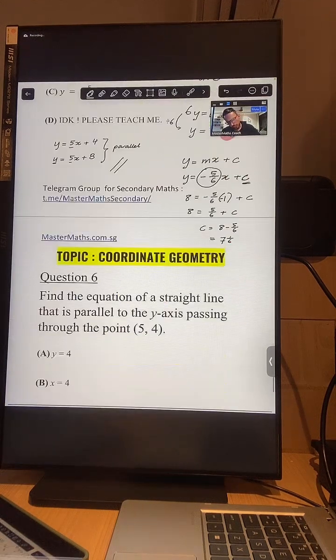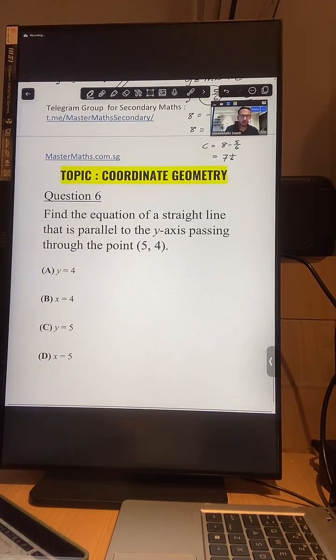Okay, let's go on to the last question for today. Find the equation of a straight line that is parallel to the y-axis passing through the point 5, 4. So they are asking for the equation of a straight line parallel to the y-axis. Now, when it's parallel to the y-axis, what does this mean? Anybody can tell me?